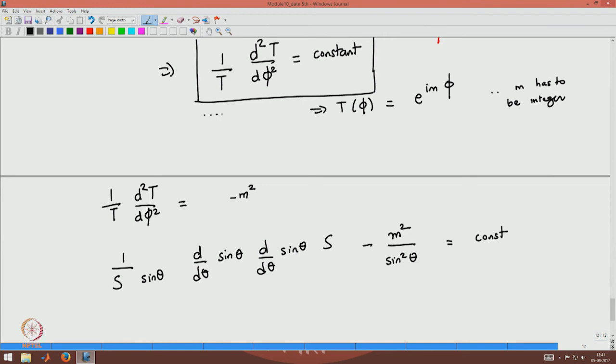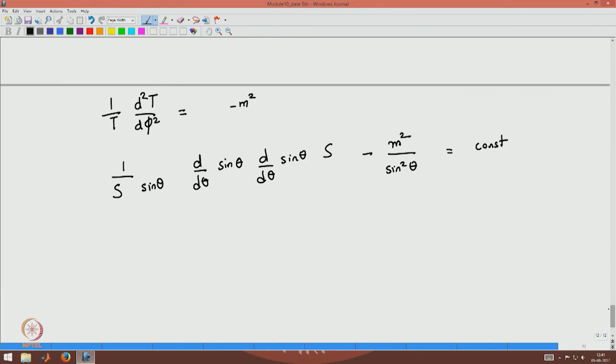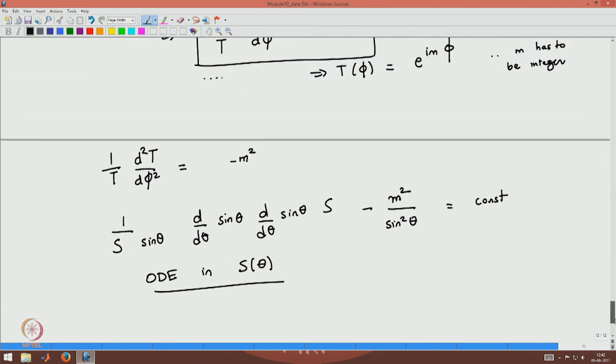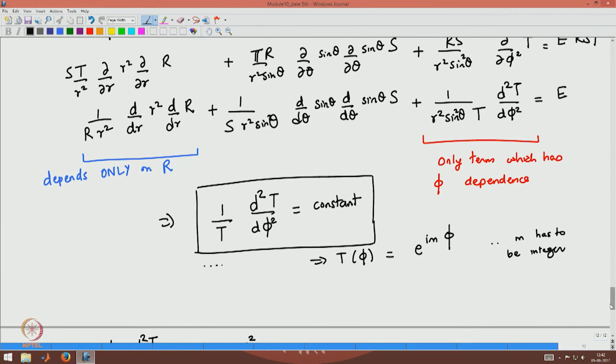Okay, and now this is an ODE in S of theta. Okay, so this is an ODE in S of theta, and you can solve this. This gives you a solution in terms of associated Legendre polynomials. And then once you have the ODE in S, you use that solution.